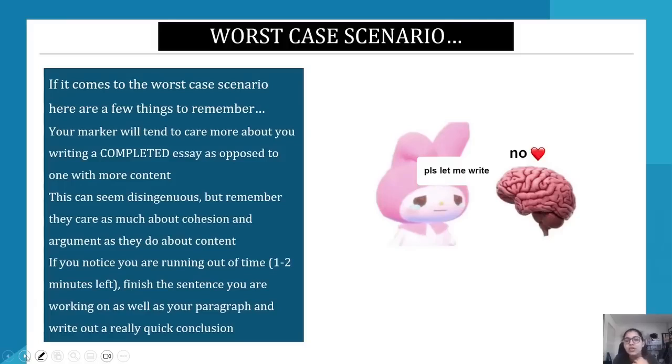Worst case scenario, remember, the marker cares more about a completed essay as opposed to one with more content. So remember, always quality over quantity. So finish the sentence you're on, and then finish your conclusion if you're running out of time. It's not like you're catching a train, so you're running late. Make sure you get in that conclusion.